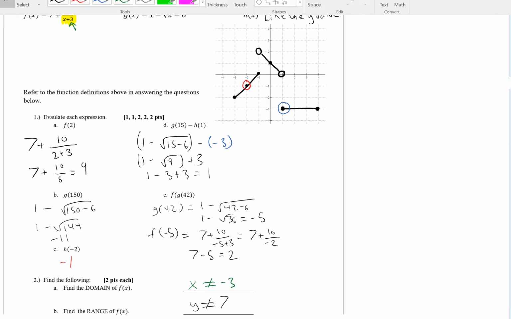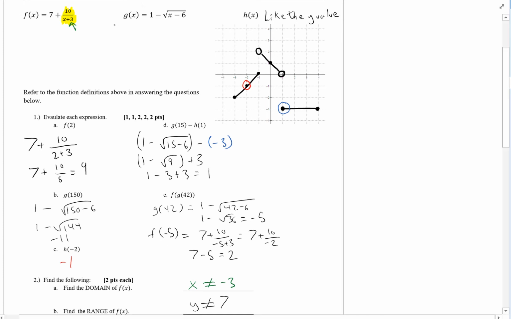The domain of g, we could say that for the domain of g, x must be less than or equal to 6, right? X can never be bigger than 6. It could be 6 exactly, because we can have a radical being equal to 0, but it could never be bigger than 6, because then we'd have a negative number inside the radical.